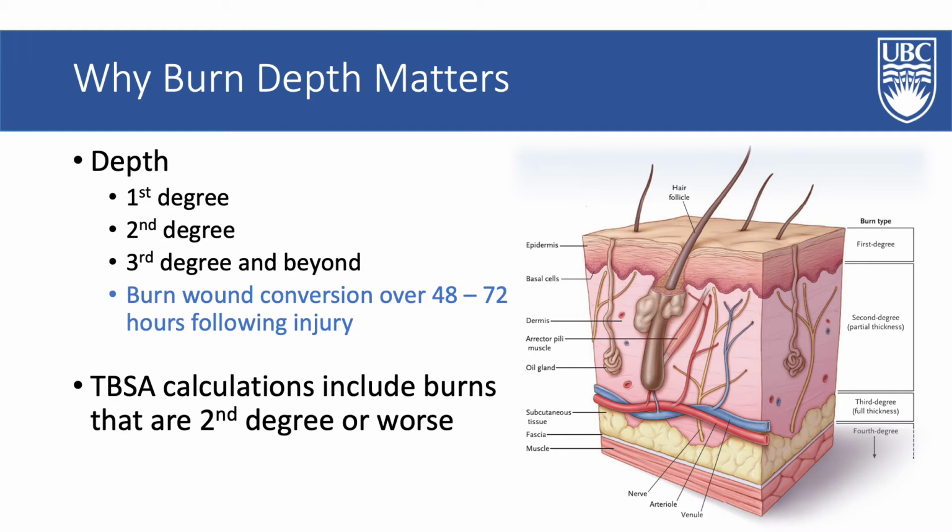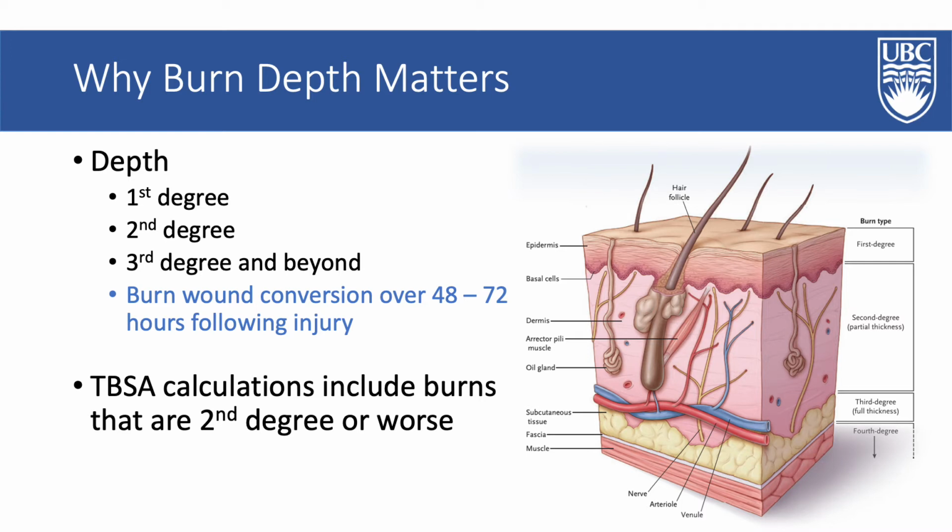Depth can be broadly separated into three categories. First degree burns are superficial burns affecting only the epidermis. Second degree burns, also termed partial thickness burns, are further classified as superficial, intermediate, and deep relative to depth of dermis penetration. Third degree burns, also known as full thickness burns, encompass the entirety of the epidermis, dermis, and often extending into the subcutaneous tissues.